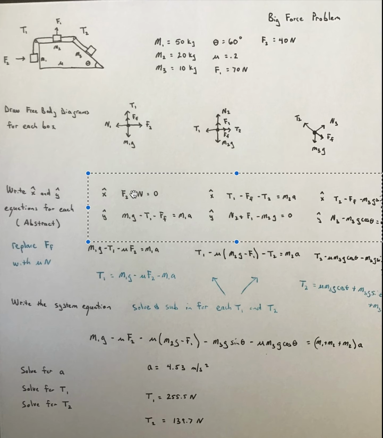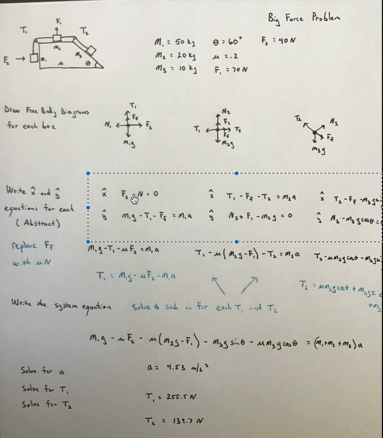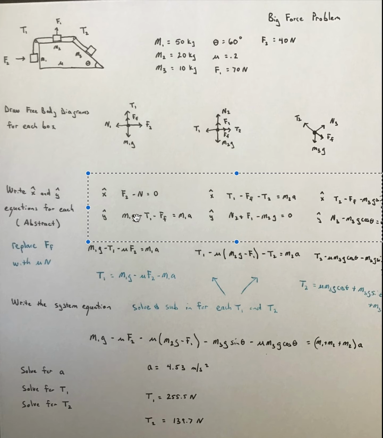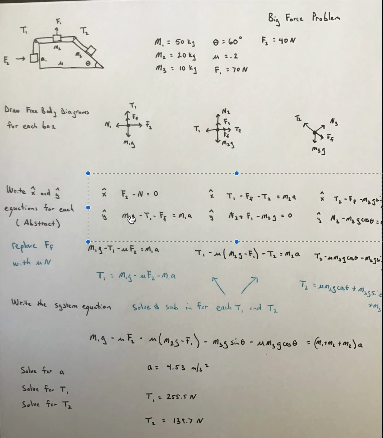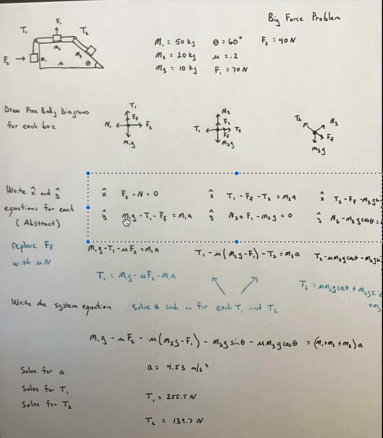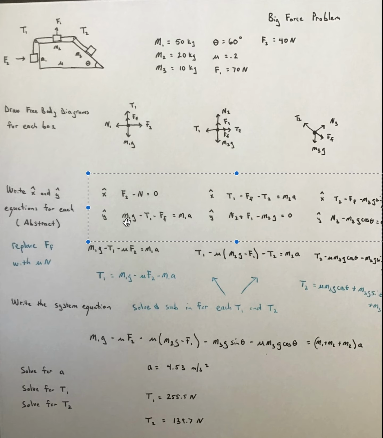This is horizontally looking at this box. F2, the right forces, minus the left forces. Then we have the down forces minus the up forces. And again, I picked down because I'm assuming that M1 is going to accelerate down. So for M1, I'm calling this positive. Then I look at the top box. I have T1 to the left, friction to the right, T2 to the right, and that equals MA.